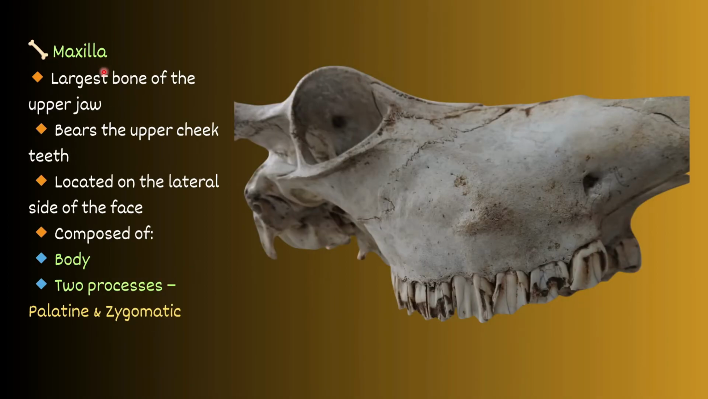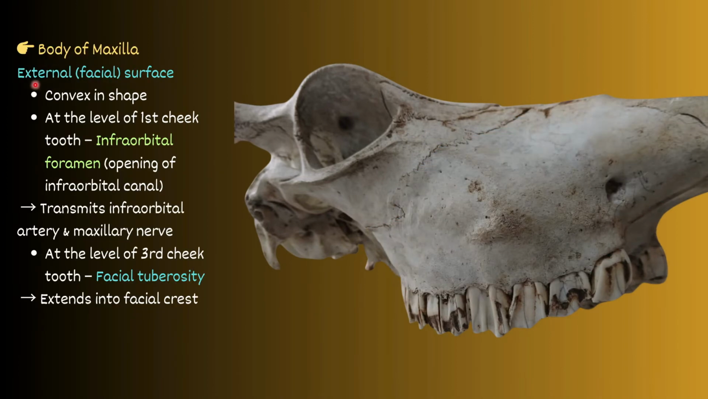Then maxilla, the largest bone of the upper jaw. You can see, this is the maxilla bone, the largest bone of the upper jaw. It bears the upper cheek teeth. You can find these are the cheek teeth. It is located on the lateral side of the face. It is composed of a body and two processes. We'll discuss palatine and zygomatic.